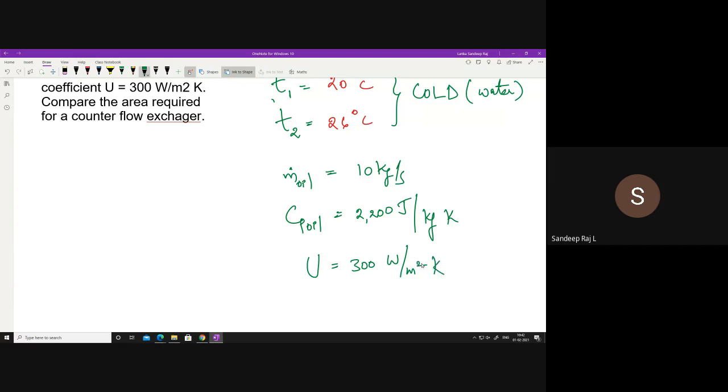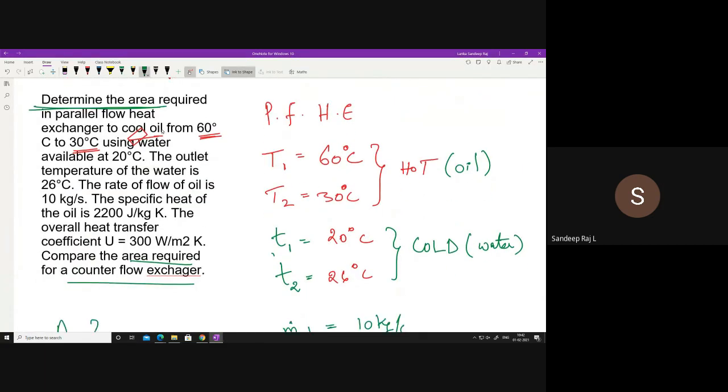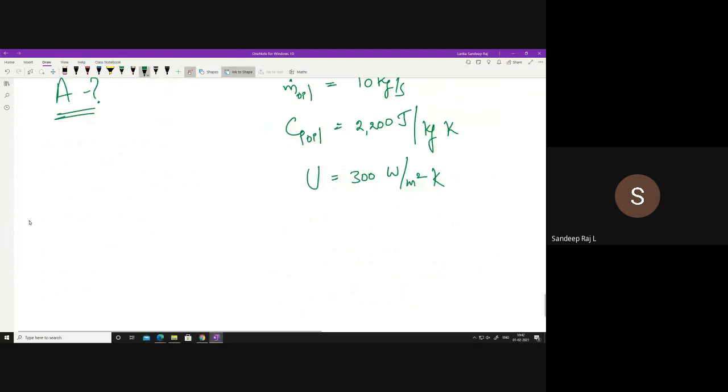So, anyways, U is given. Also, he is saying to compare the area required for a counterflow heat exchanger also. So you have to solve the same problem for a counterflow heat exchanger also. Essentially, he is asking you to determine the area. In the beginning of the question itself, you can say determine the area required. All right, so this is the question here.